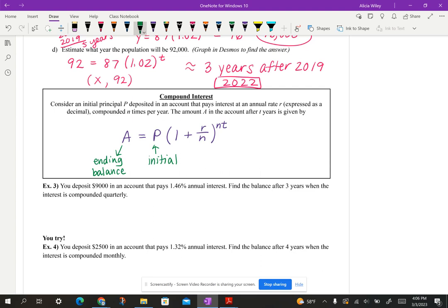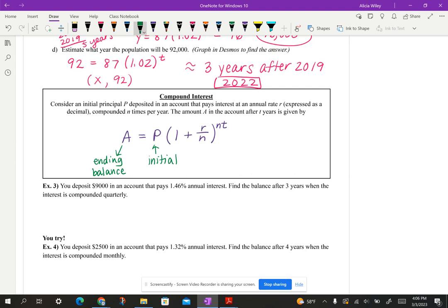And then this N is new. How many times is it compounded per year? So how many times is the interest calculated and added to your initial balance, the balance that you started with, right?